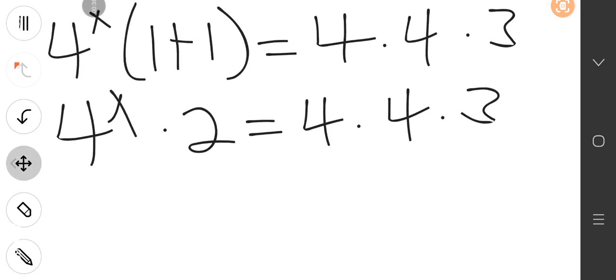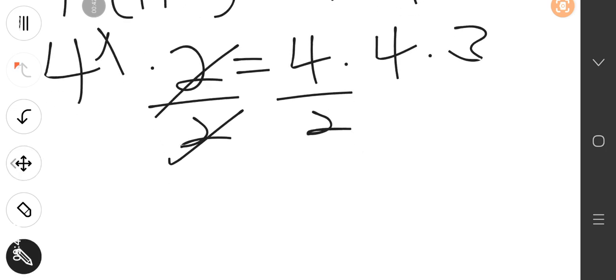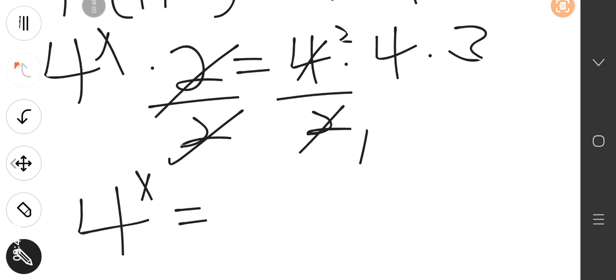All right, now let's divide here by 2, divide here by 2. So this and this will cancel. So we are left with 4 exponent x equals, okay, 2 cancels itself, 1 goes here, 2. So you are left with 2, which is the same as 2 exponent 1 times 4, which is the same as 2 exponent 2, and then times 3.